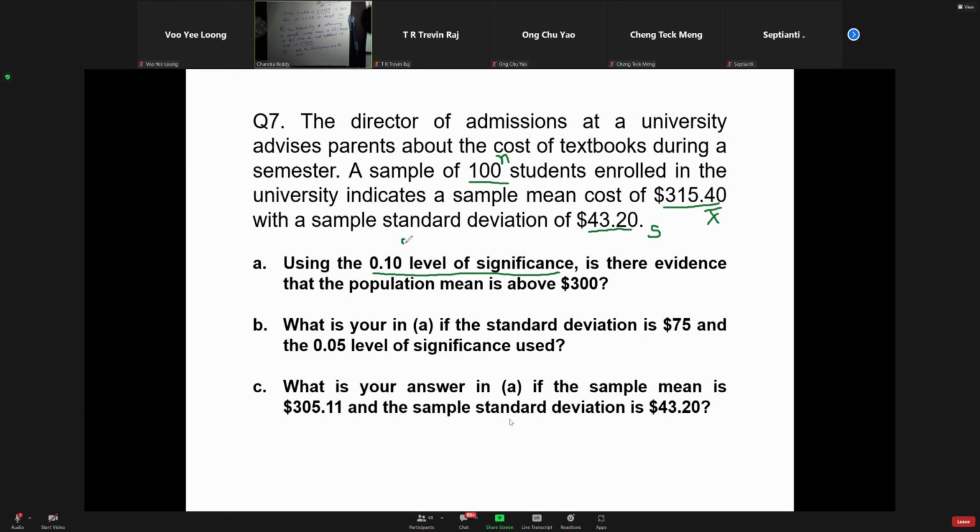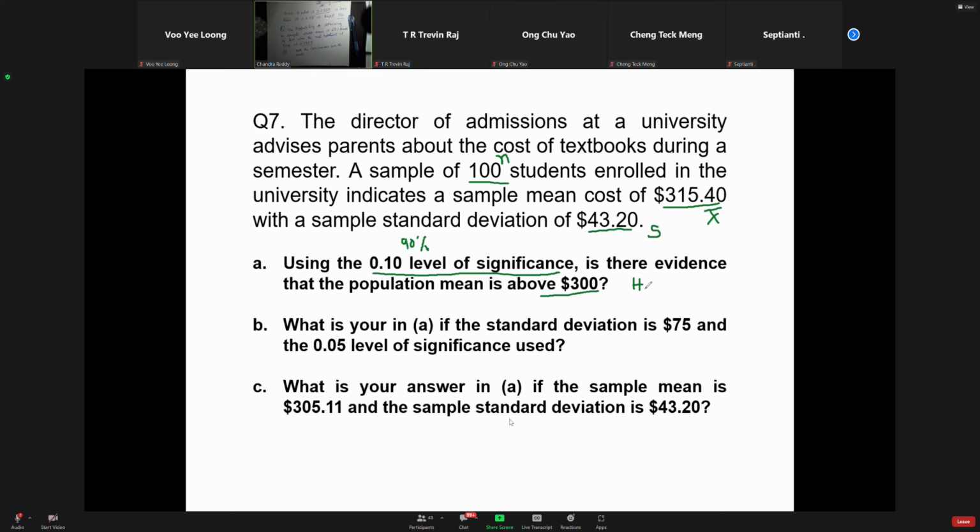So you are looking at a 90% confidence interval, or the 0.10 level. Is there evidence that the population mean is above $300? This is the first part of the question. How do you write the null hypothesis and alternate hypothesis for part A?